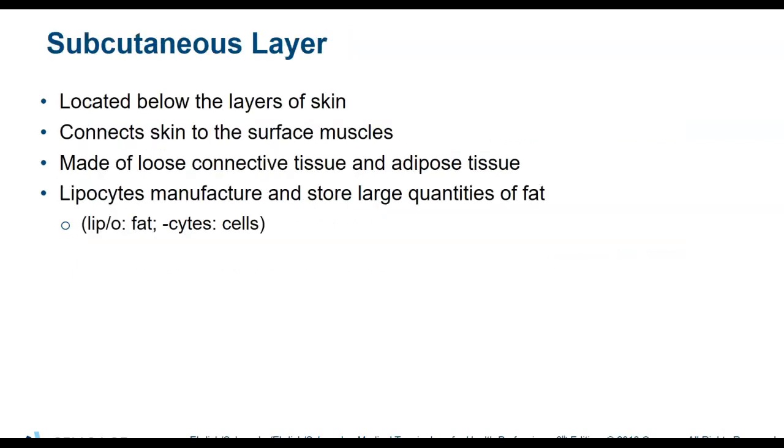Subcutaneous layer is located beneath the epidermis and the dermis. This is the layer that connects the skin to the surface muscles. It is made of loose connective tissue and adipose tissue. Lipocytes manufacture and store large quantities of fat. So lipo is the combining form for fat.